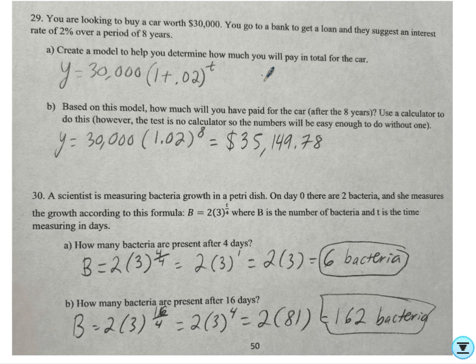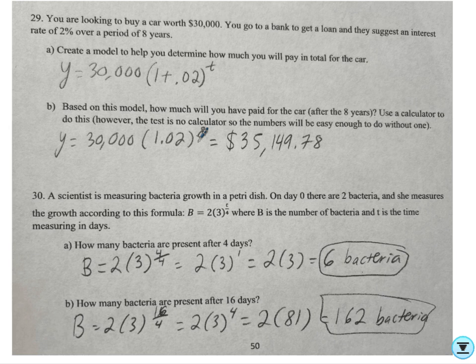Then letter B, based on this model, how much will you have paid for the car after 8 years? Now, I did use a calculator to do this, but please keep in mind that the test is no calculator, so you will get problems that you'll be able to do without a calculator. So what I did is I did 30,000 times 1.02, which I just got from adding 1 to the 0.02 here. I'll raise that to the 8th power. I put that into my calculator, and that is how I got $35,149.78.